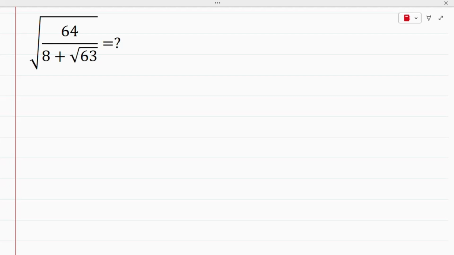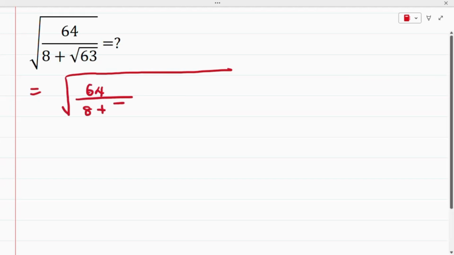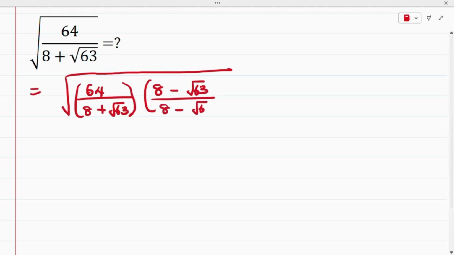So right here guys, let's simply solve this nice algebra square root problem. The first thing we want to do is to simply rationalize the denominator. So we have this to be the square root of 64 divided by 8 plus the square root of 63. So rationalizing the denominator, we have 8 minus the square root of 63 divided by 8 minus the square root of 63.